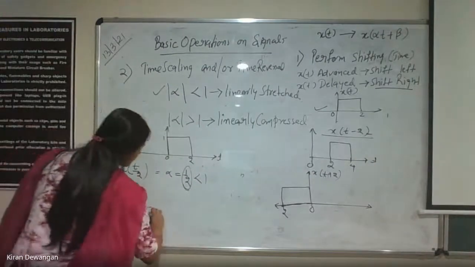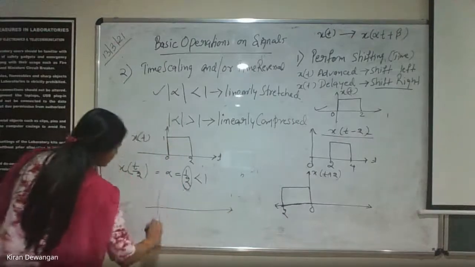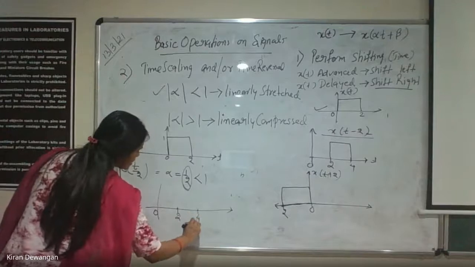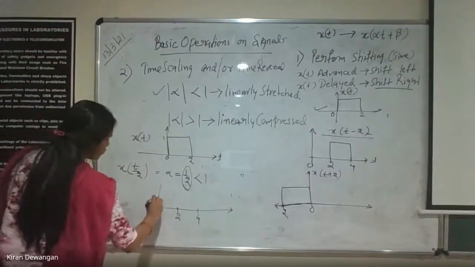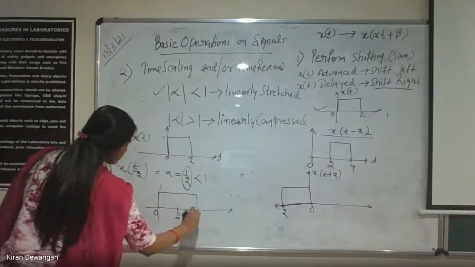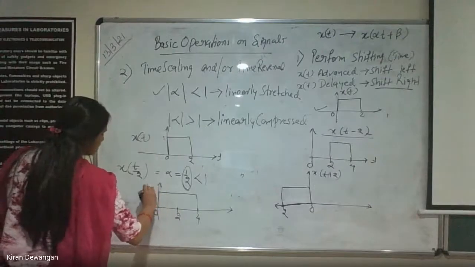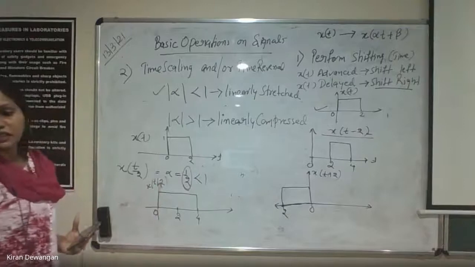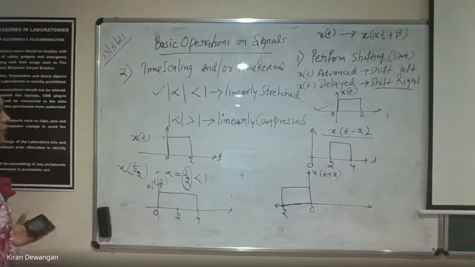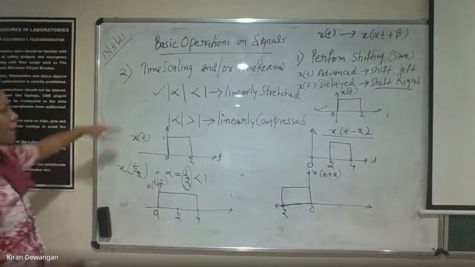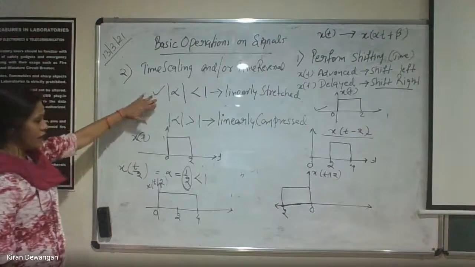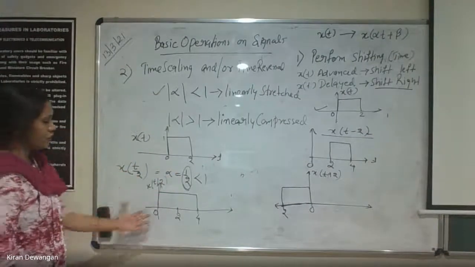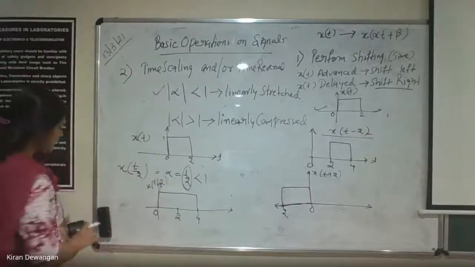Stretched means it will start with 0, this is 2 and this is 4. So it will be expanded. This becomes x of t by 2. Clear? This is x of t by 2. ये आपका stretched हो जाएगा by a factor 2. 1 by 2 is given. It will be expanded. Clear?